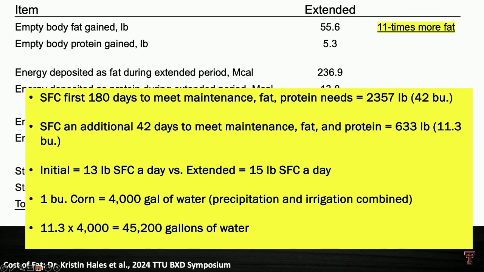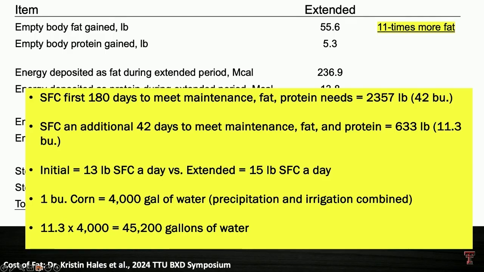and ultimately we utilized 6 times more steam flake corn in that period. So it took steam flake corn the first 180 days to meet maintenance fat and protein needs: 42 bushel, 2,357 pounds. Steam flake corn an additional 42 days to meet those same requirements, an additional 633 pounds or 11.3 bushel. That's what we used in addition. That's just steam flake corn. That's not forage, that's not the roughage portion, that's none of the other feed components. That's just the corn, okay?